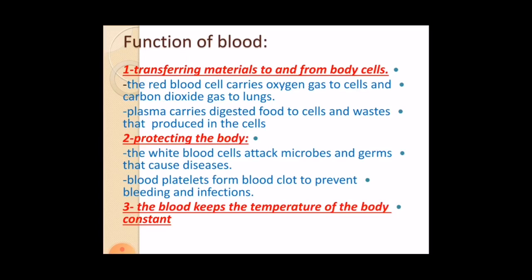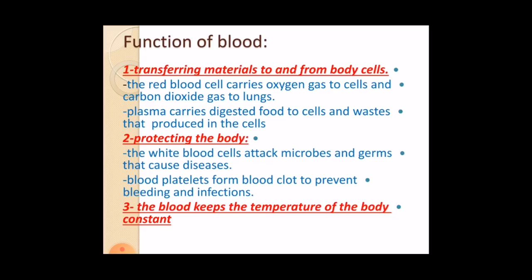Again, the function of the blood. Number 1, transferring materials to and from the body cells. The red blood cells carry oxygen gas from the lungs to all the body cells and carry carbon dioxide gas from the cells to the lungs. Number 2, plasma carries digested food to the cells and wastes formed inside the cell to special organs to get rid of them.